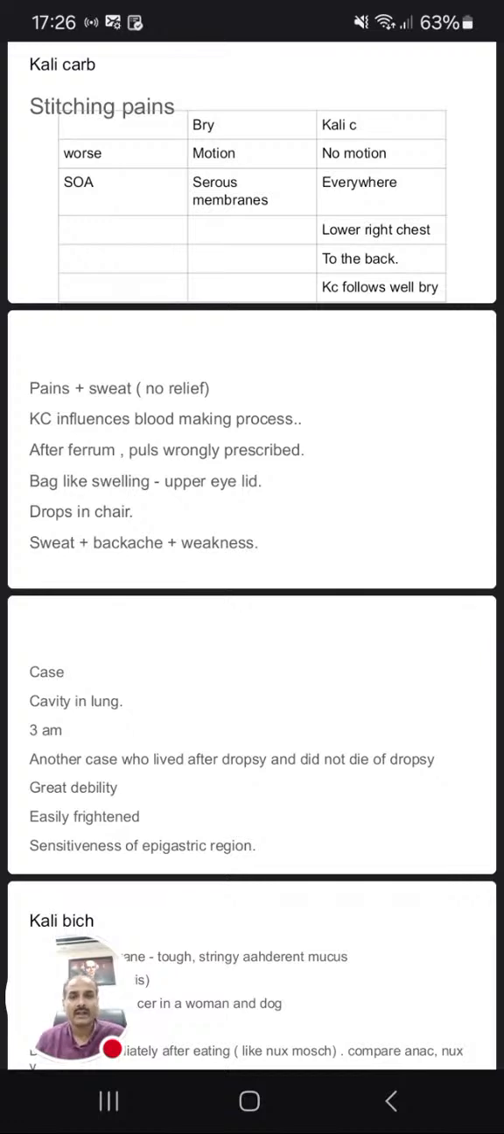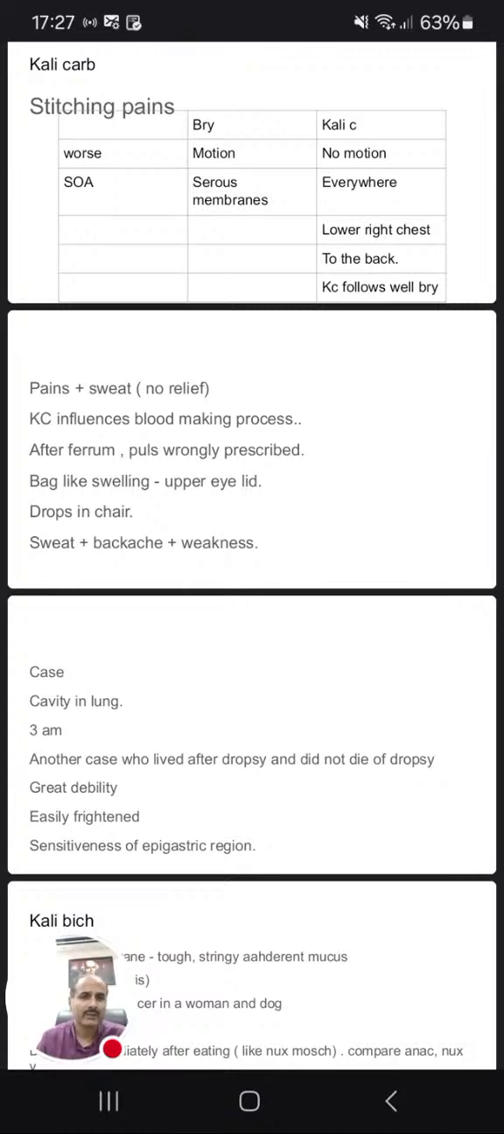And what you will see is that Kali Carb influences the blood making process. So those who are thinking that all patients with low hemoglobin, low blood counts require hematinics should think doubly, and give a chance to Kali Carb for it to work, because Kali Carb is going to influence the blood making process from the age of young babies till the age of puberty, or afterwards also Kali Carb works well, which is what Dr. Nash has shared.